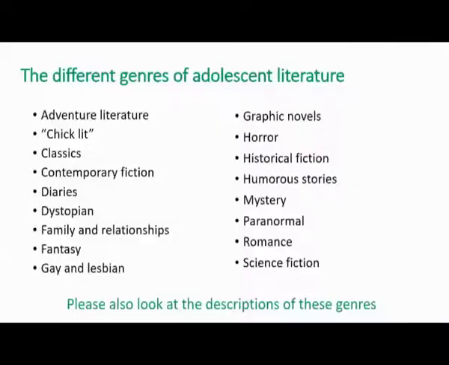Then there are a lot of different genres in adolescent literature. There's adventure literature, contemporary fiction, fantasy, graphic novels, mystery, and romance. So please be able to list these, but also take a look at the description of each of these different genres. Be able to describe what we mean by adventure literature, for instance, and maybe the different books that children can read in this genre.